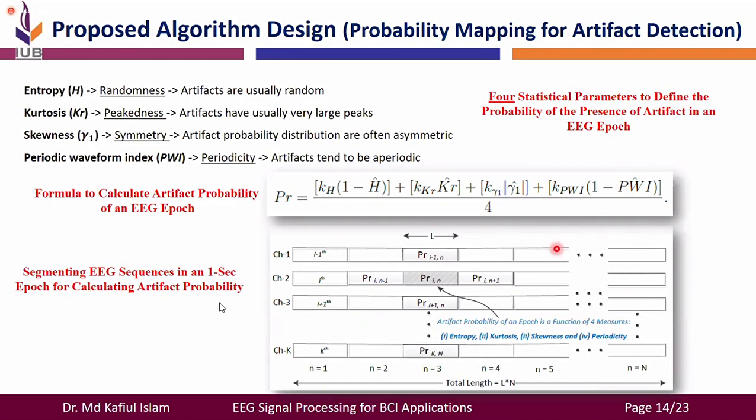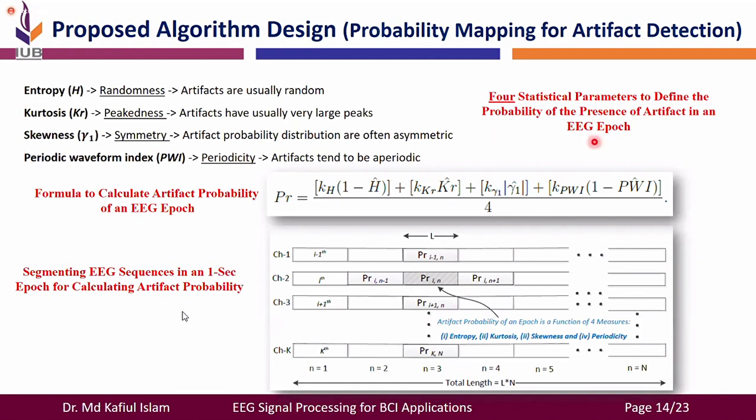So now we are going to propose an artifact detection algorithm based on all these existing techniques. What we are going to say is that for artifact detection, or to identify whether there is a presence of artifact or not, in a particular small EEG segment known as an epoch.